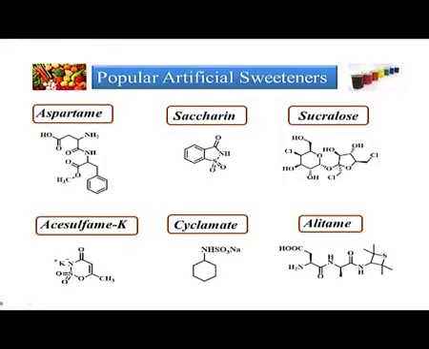So these are some of the molecules we are going to study, 6 basic classes of compounds. We will discuss aspartame, saccharin, sucralose, acesulfame, cyclamate and alitame. These are all approved sweeteners in most of the countries, and as and when we discuss them, I'll also show you examples of countries where one of these molecules is not used.